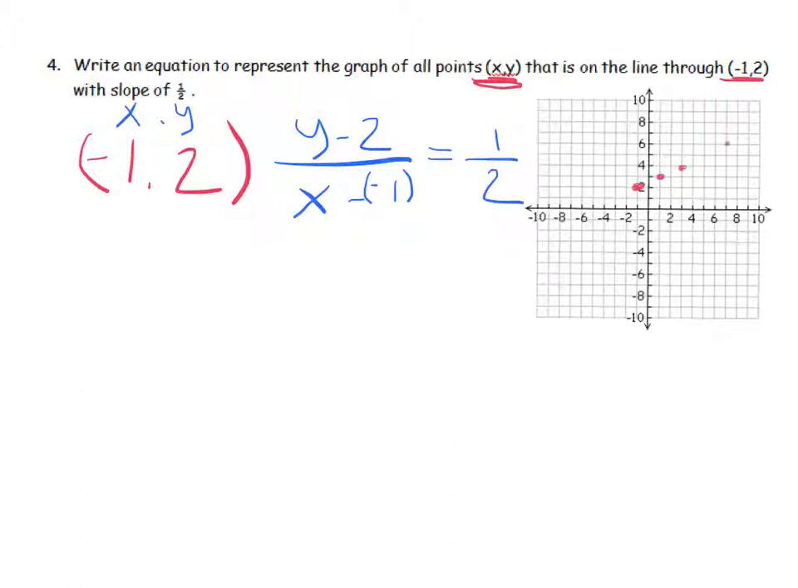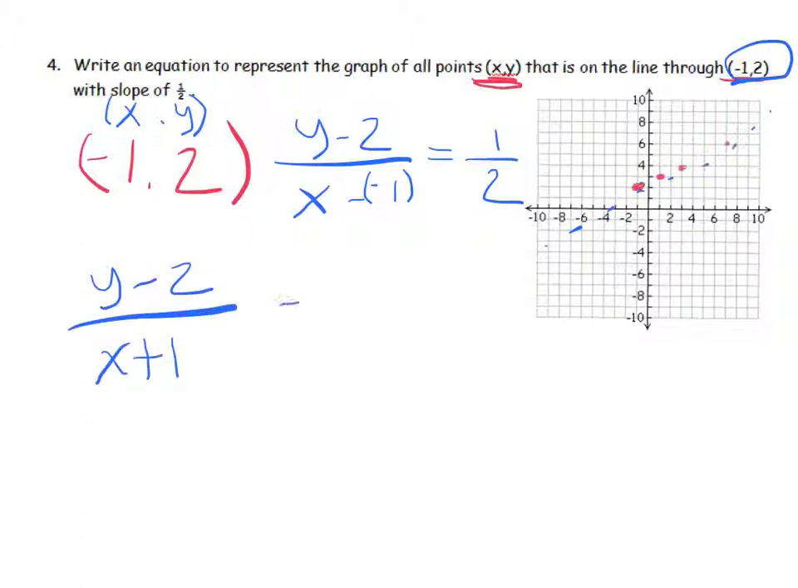We want the slope between our point (x, y), our general point that's somewhere out there on the coordinate plane, and the point (-1, 2) to reduce to 1/2. And this equation should theoretically get us points that meet that description. We're going to simplify it a little bit. I'm going to say that this is the same as saying (y - 2) over (x + 1) equals 1/2.